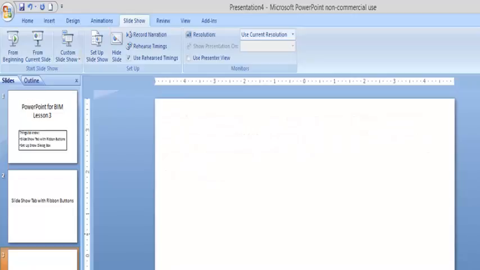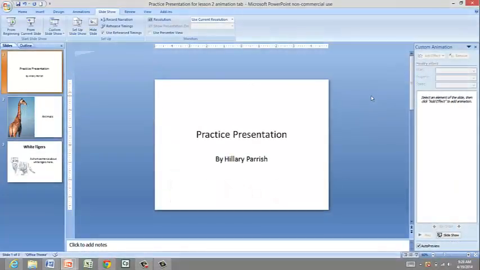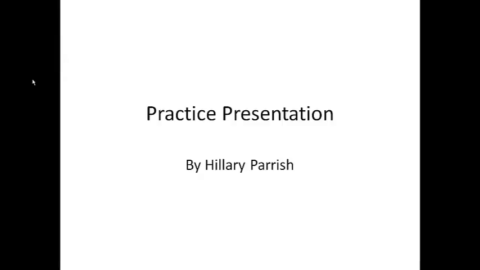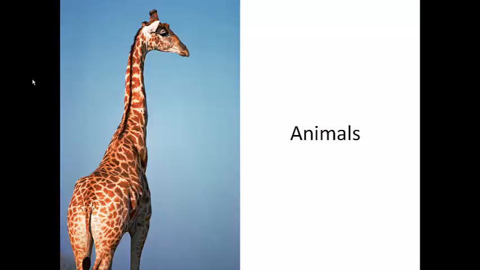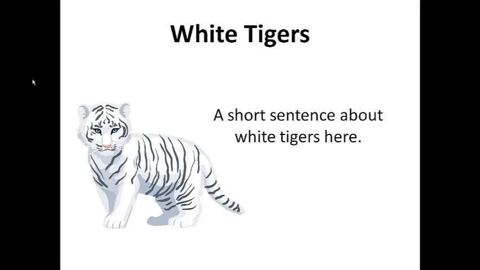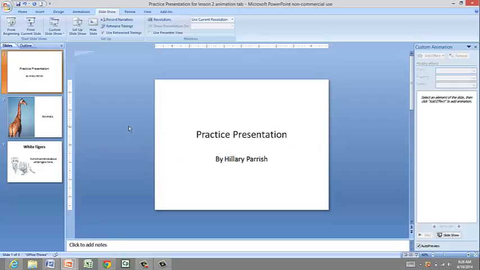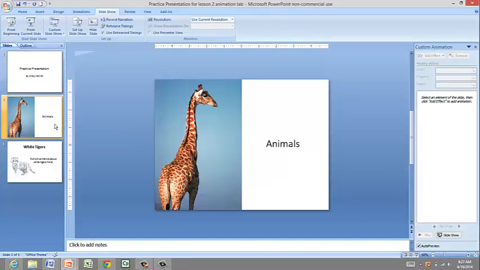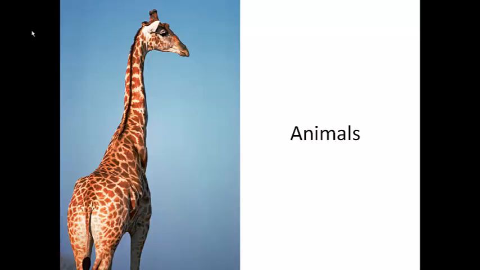Let's practice the slideshow tab. On the slideshow tab, to begin playing the slideshow from the beginning, you click From Beginning. And this is going to play your slideshow from the beginning. It's going to go all the way through. As you click, it's going to go all the way through your slideshow. If you would like to start playing your slideshow from a different slide other than the beginning, click on that slide and click From Current Slide.